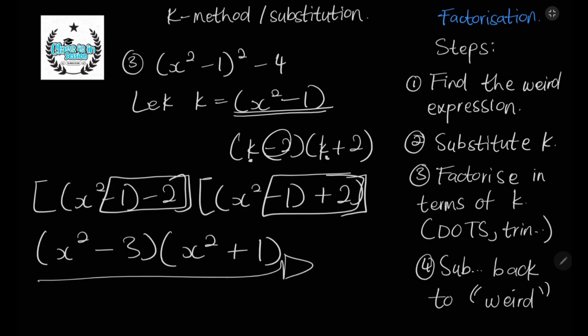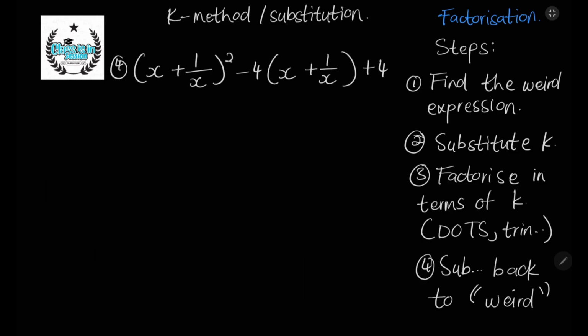Let's move to the fourth example. We have x plus 1 over x, all squared, minus 4 times x plus 1 over x, plus 4. This looks very complicated. We can't really tell what we're dealing with here, so we can use the substitution method. Find the weird expression. We can try to get rid of this by replacing it with k.